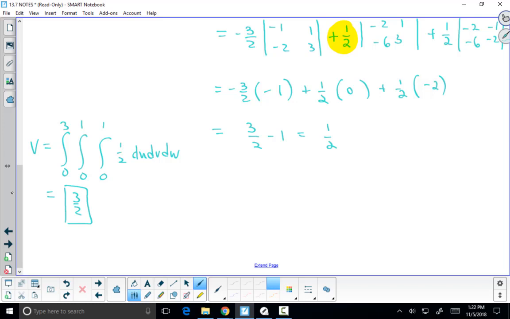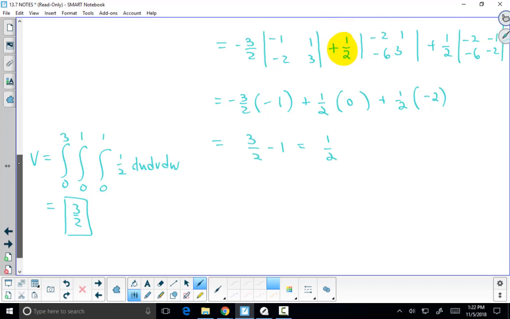Does everyone see why we're done? There's no U, no V, no W in the integrand, so we multiply by 1, multiply by 1, multiply by 3. Right? We just multiply by the length of each interval.